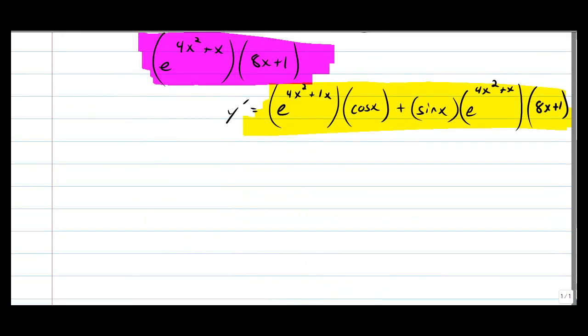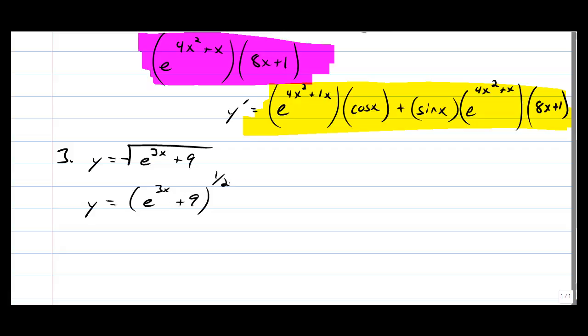Okay, the next problem, 3. This is a fun one. y equals square root of e to the 3x plus 9. I'm going to rewrite the given there like this. That way, I'd rather deal with that quantity to the 1/2, so I can see that power rule. That's when the 1/2 is going to come out front. Anyhow, so that's chain rule.